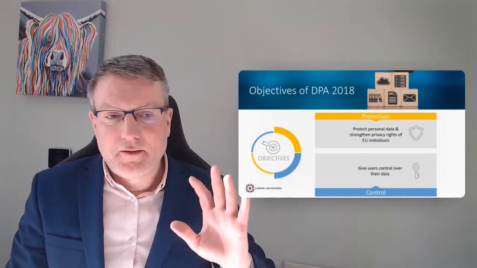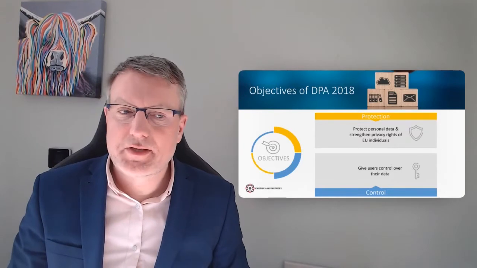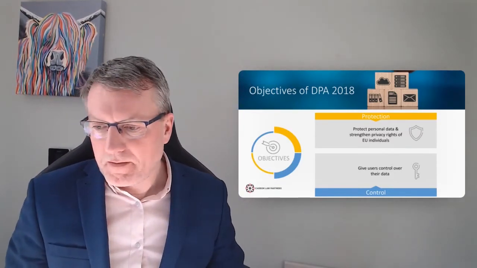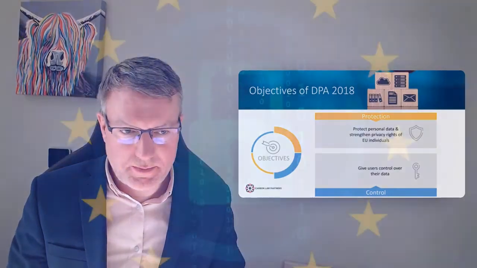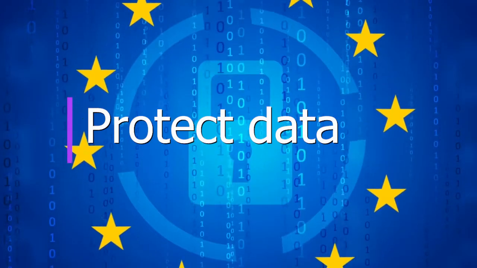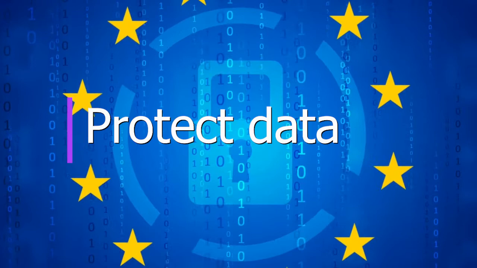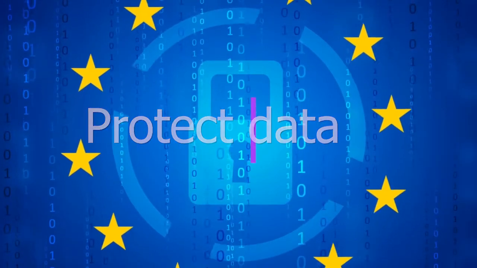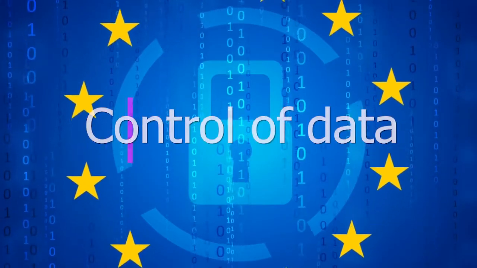Now, of course, the objectives of the Data Protection Act 2018, which was implementing the General Data Protection Regulation, GDPR, it's got two main objectives. One is to protect data, essentially the security of data, and the other is to give users control of their data.